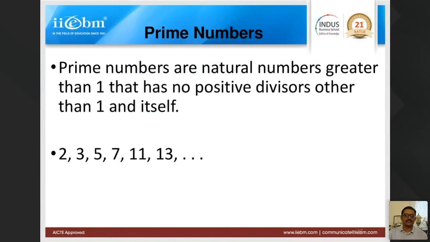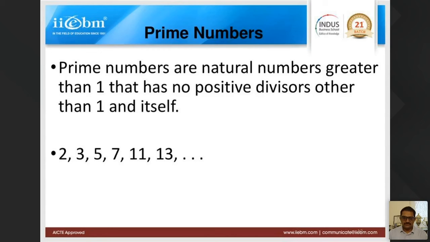Now let us understand prime numbers. So what are prime numbers? Prime numbers are natural numbers which are greater than 1 and that have no positive divisors other than 1 and the number itself. Let us understand with the help of some numbers.